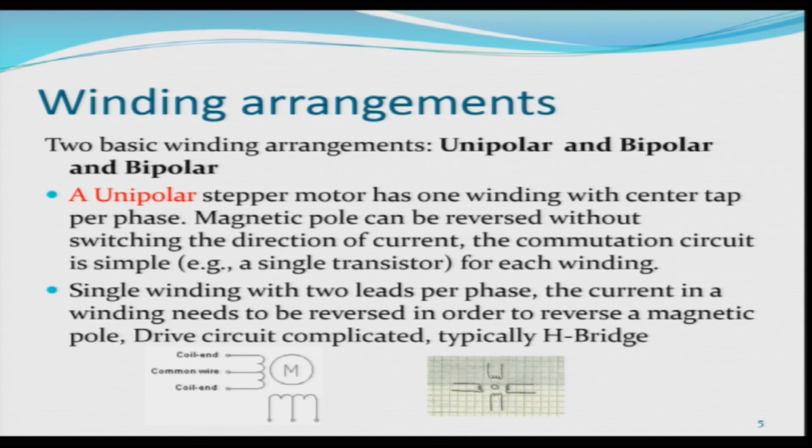There are two basic windings found in the mechanical arrangements of these motors. These are called unipolar and bipolar. So there is a printing mistake here. A unipolar stepper motor has one winding with center tap per phase. Magnetic pole can be reversed without switching the direction of current. The commutation circuit hence is simple. A single transistor per each phase is used. In bipolar winding there is a single winding with 2 leads per phase and no lead is common. The current in a winding needs to be reversed in order to reverse a magnetic pole. Hence the drive circuit becomes complicated, and typically H-bridge circuits are used for bipolar winding arrangements.